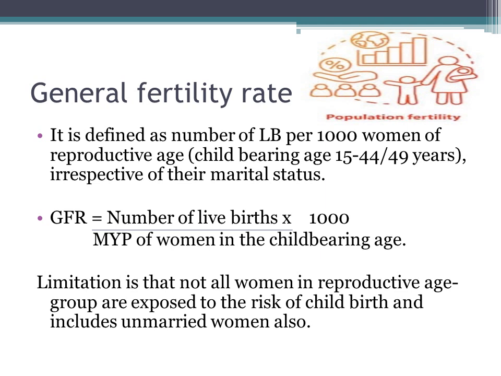Now is the general fertility rate. It is defined as the number of live births per thousand women of reproductive age, irrespective of their marital status. The reproductive age is taken as all those females who are in the age group of 15 to 44 or 49 years. It is computed by dividing the total number of live births in an area during a given year by the mid-year population of the females in the childbearing age.